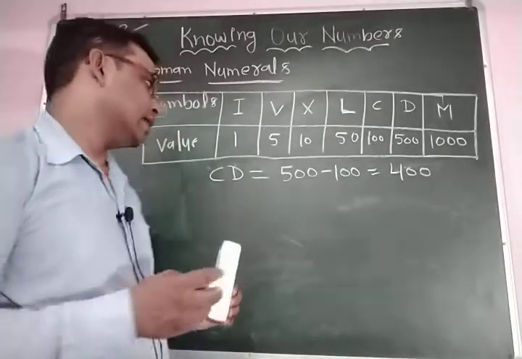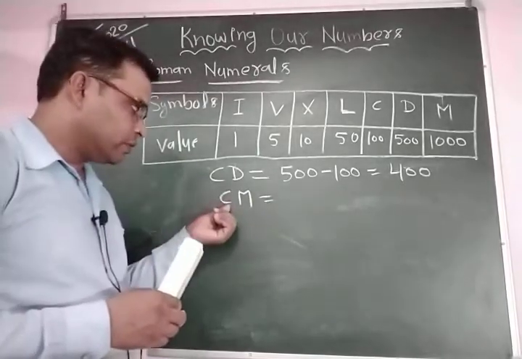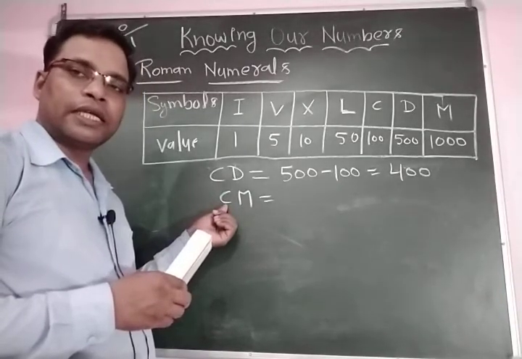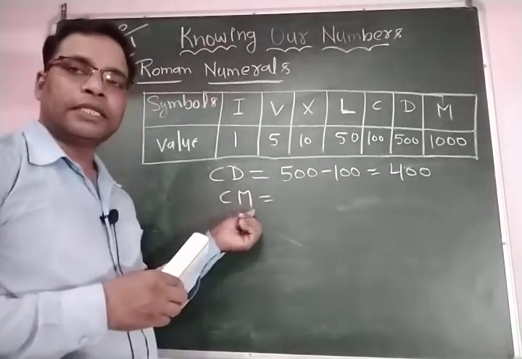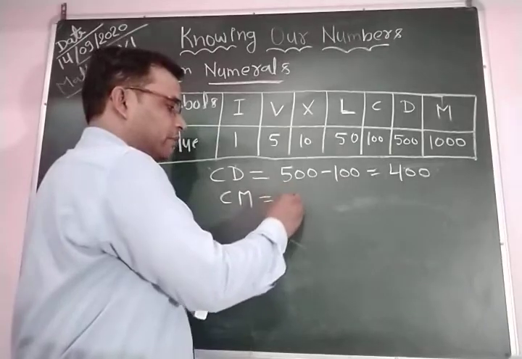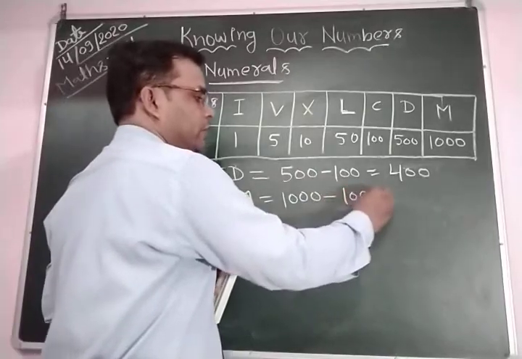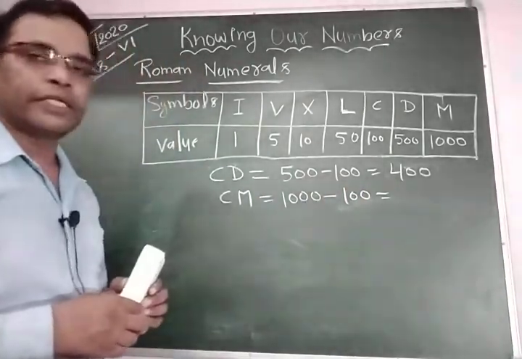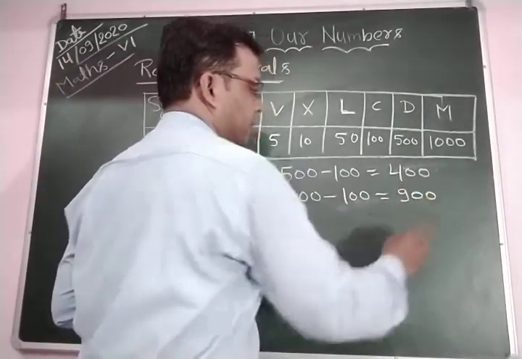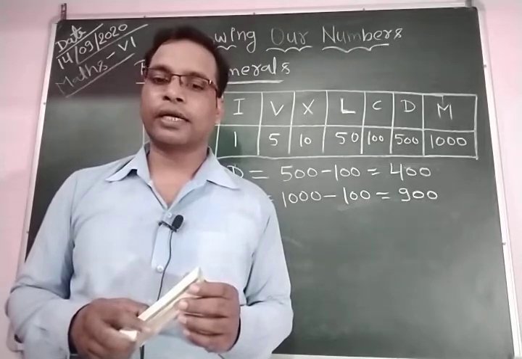Also, we can write CM. What is CM? Here, you can see the symbol of smaller value is written to the left of the symbol of greater value. Then the symbol of smaller value is subtracted from the symbol of greater value. So here the symbol of greater value is 1000 and the symbol of smaller value is 100. So the symbol of smaller value is subtracted from the symbol of greater value. So 1000 minus 100, this is equal to 900. Okay, so students, I hope all of you understood these rules also.